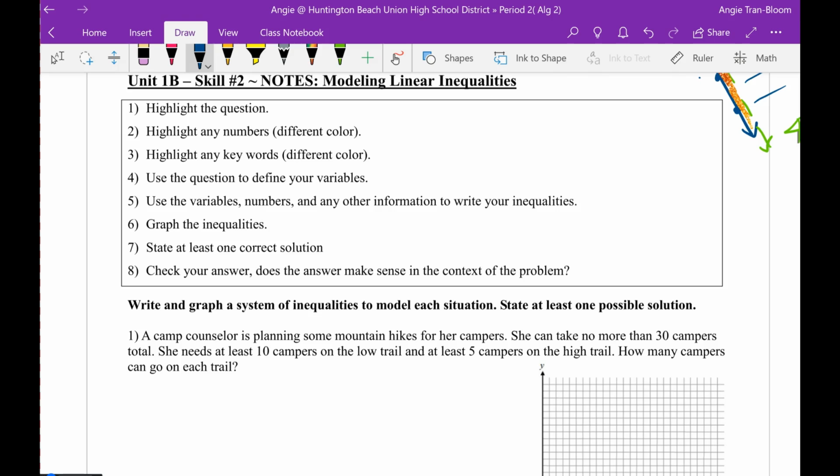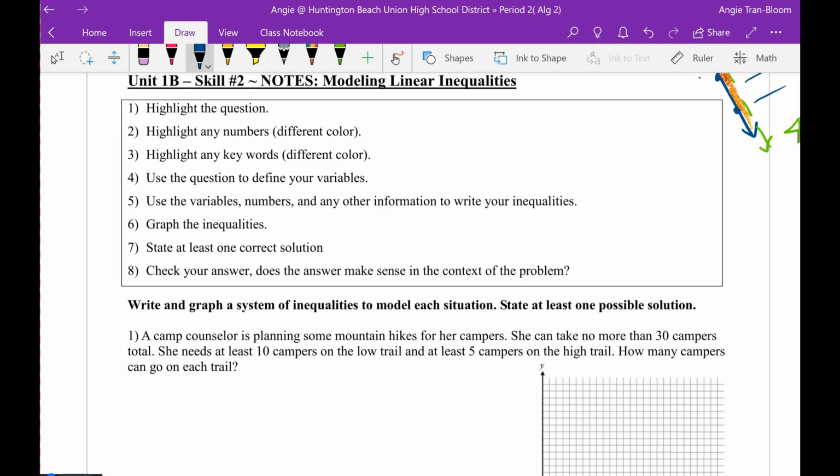Okay, Aaron, line 3, please. Highlight any keywords. Good. Excellent. Gabriel, line 4. Perfect. Lena, line 5. Use the variables, numbers, and any other information to write your inequalities. Perfect. Line 6. Carly. Graph the inequalities. Yes, you are correct. Brayden. Next one.